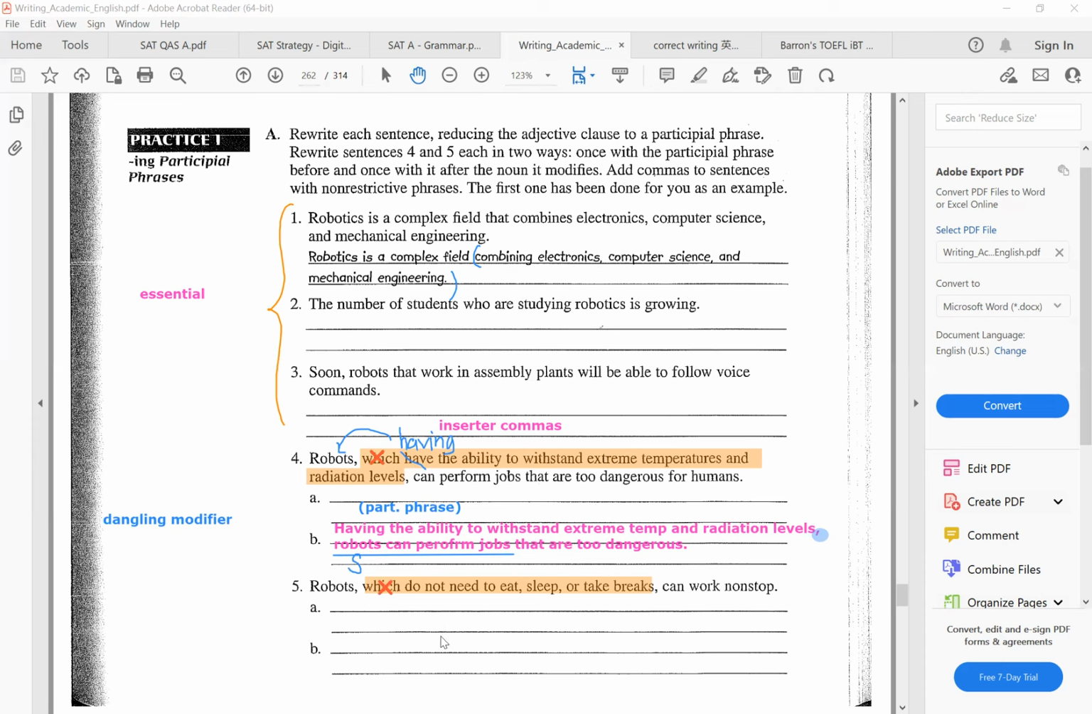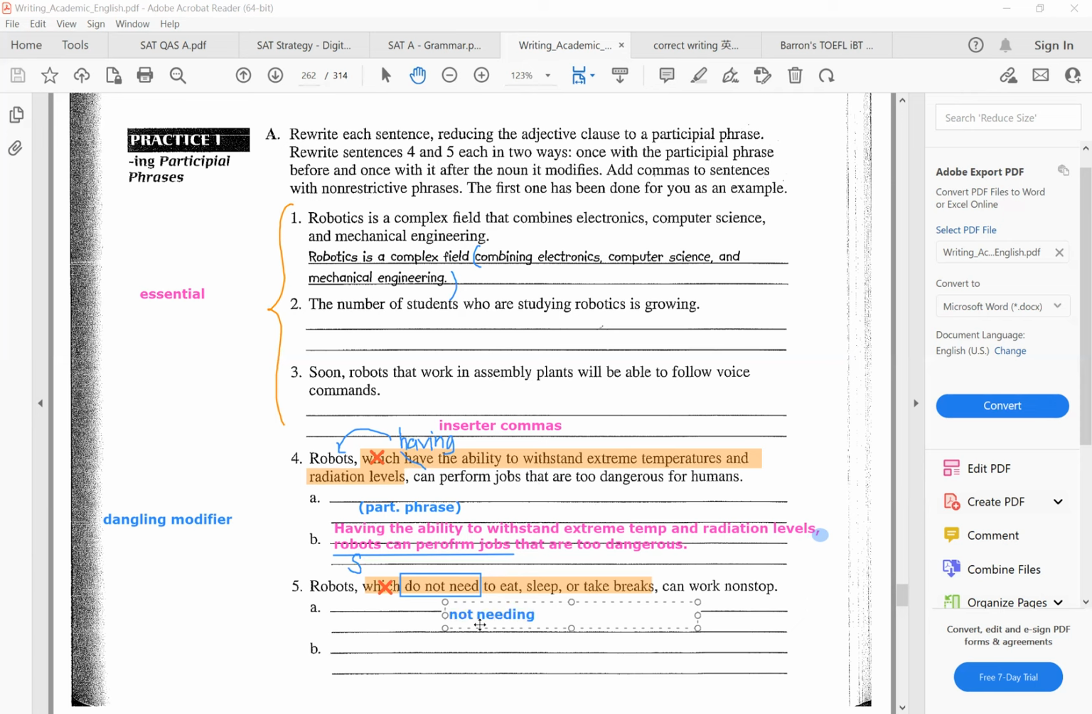Okay, so let's do the same thing for number 5, right? After you cross out which is the subject, your verb is do need. Remember, not is not a verb. It is an adverb function. But do need is active voice. So your participle would be needing, but you have to make it negative as well. So the negative form of our participle would be not needing.